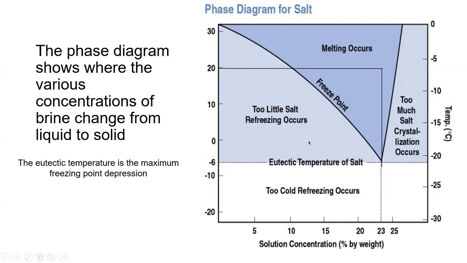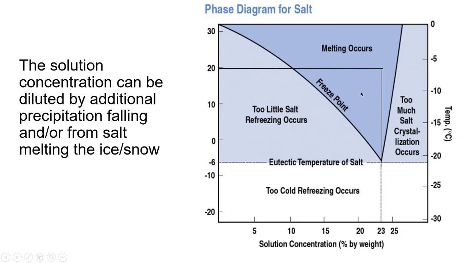So if you fall into this area, actually too much salt, you get crystallization, and no more ice is going to be melted unless there's more liquid added. And then in this bottom area, below that eutectic temperature of -6, no melting is going to happen. Salt will not melt lower than -6. So the eutectic temperature is the maximum freeze point depression. So if you have a pavement temperature of 20 degrees and you have a salt brine of 23.3%, melting is going to happen.